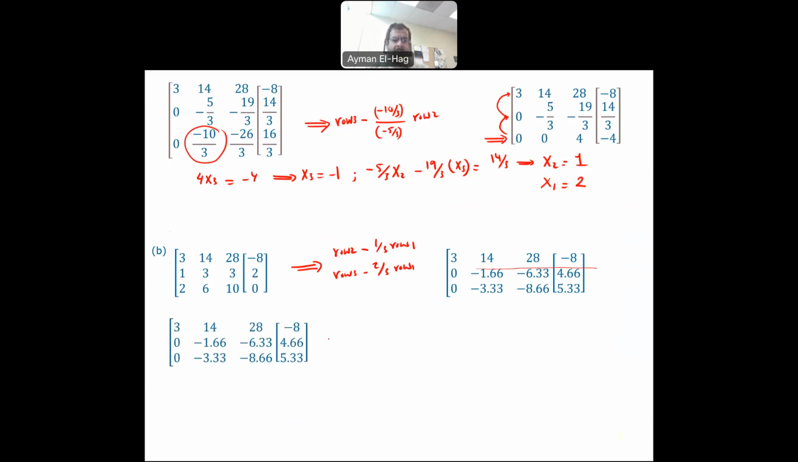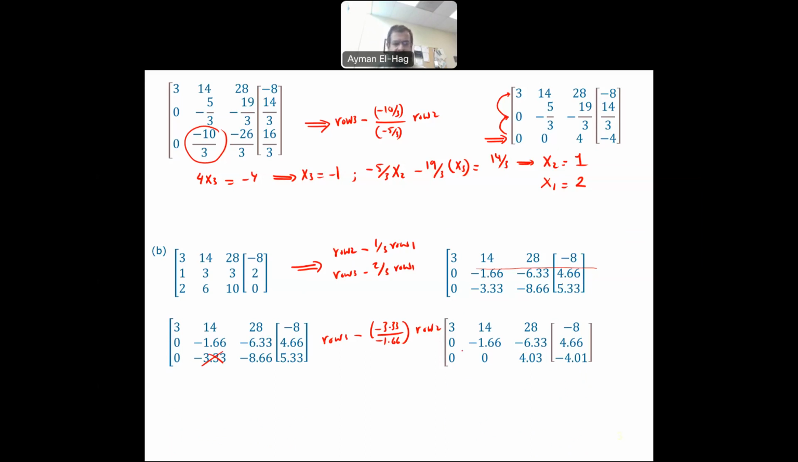So back, we will start from the same matrix. Then I want to get rid of this. So I will have row 3 minus 3.33 divided by minus 1.66 times row 2, and when we do that, you will get that is my output now. Now I am ready to solve for the equations without partial pivoting.